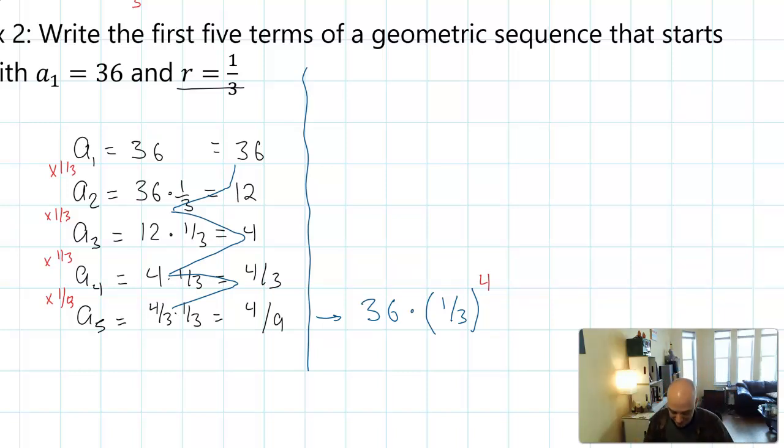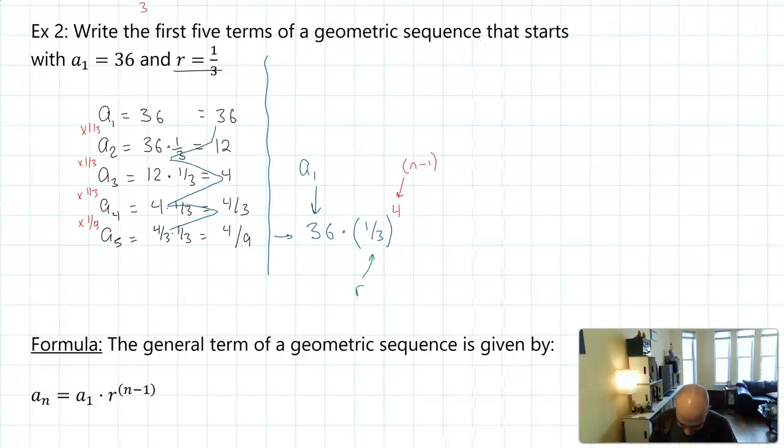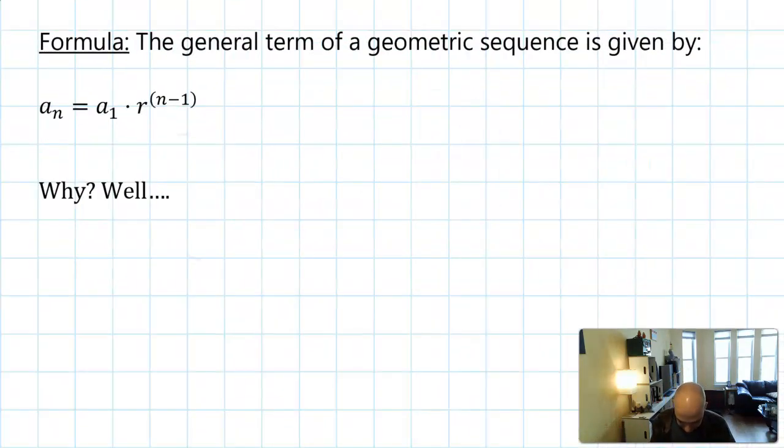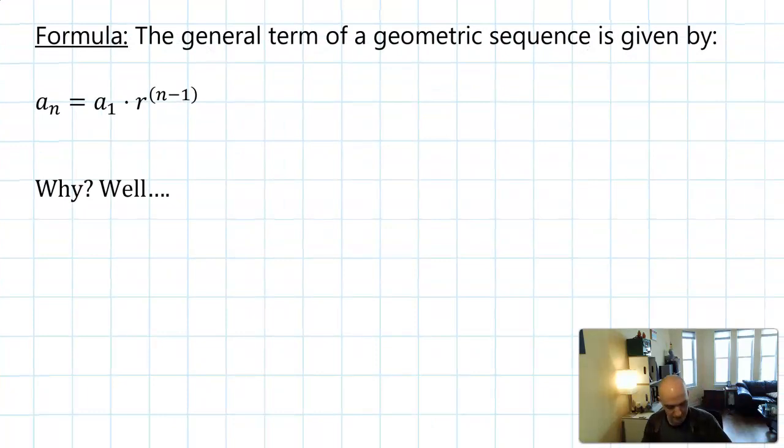And it's got that pattern. If this was the 5th term, then this seems like it's going to be something like n minus 1. And it seems like we're multiplying by the ratio. That makes sense. And it seems like this is that initial value, A1. Hey, this is starting to feel like a general formula or something you could generalize. That actually is the formula for the general term of a geometric sequence. An is equal to the first term times the ratio to the n minus 1 power.